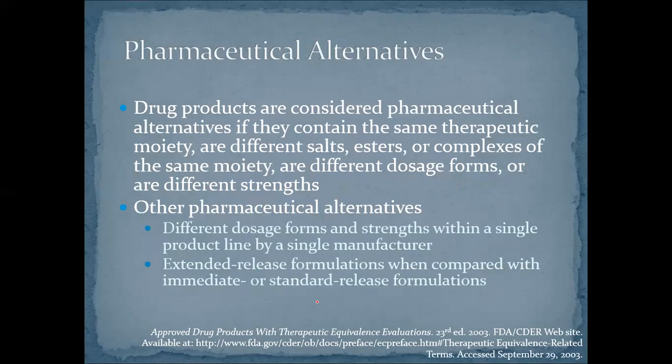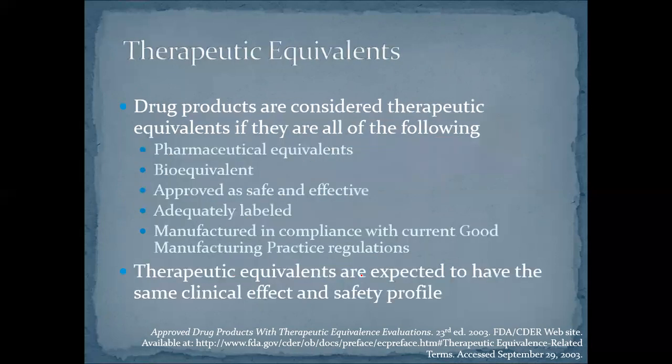Then we talk about pharmaceutical alternatives. So pharmaceutical alternatives are those products that contain the same therapeutic moiety and are different salts, such as we have a typical example of erythromycin. They are esters or complexes of the same moieties, are a different dosage form, or are different strengths. Now, other pharmaceutical alternatives could be different dosage forms and strength within a single product line by a single manufacturer, or it could be extended release formulation when compared with immediate or standard release formulation. Then we talk about therapeutic equivalence. So drug products are considered therapeutically equivalent if they have the following.